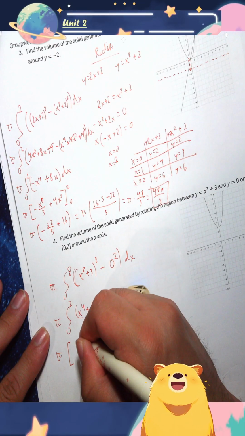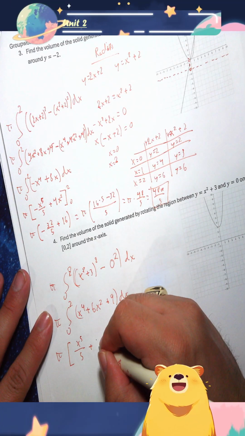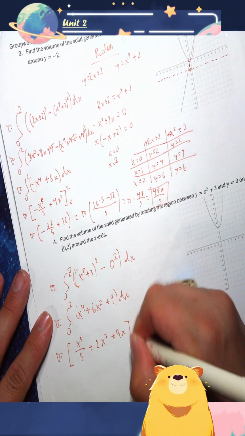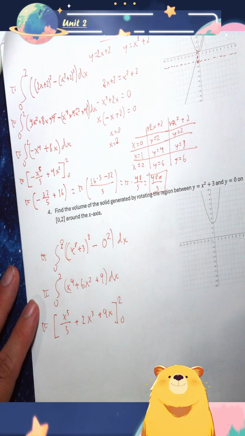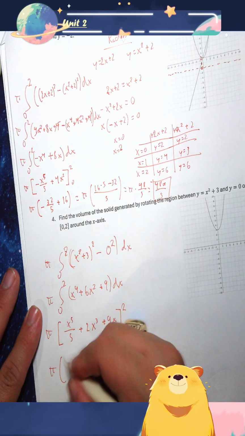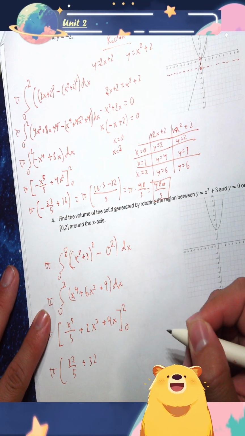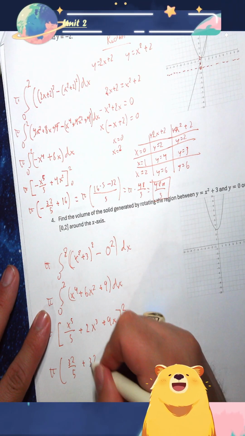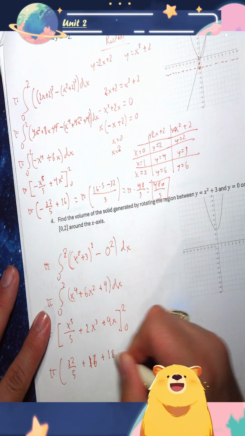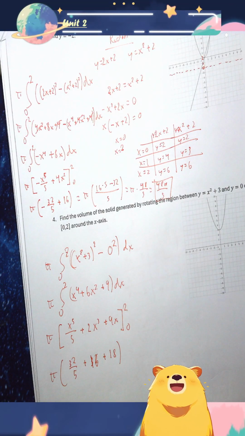And then we have x to the power of 5 over 5 plus 2x to the power of 3 and then plus 9x from 0 to 2. I'm going to skip the part where I plug in 0 because I don't have to. We have 32 over 5 plus 32. No, that's going to be 16. Excuse me, 16. And then 9 times 2 is 18. That's going to combine into, I'm not going to do that math out loud.